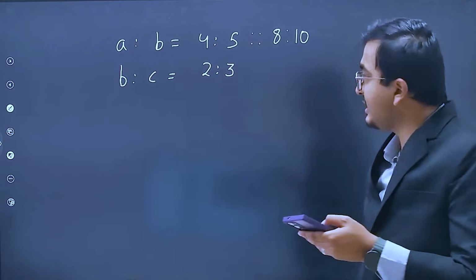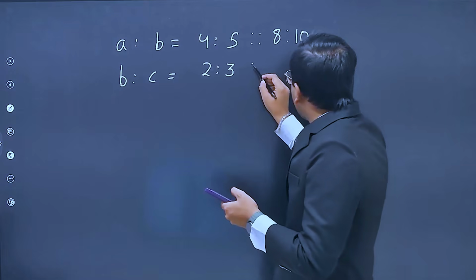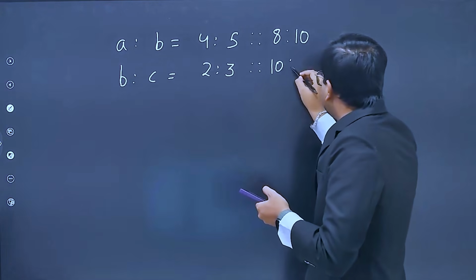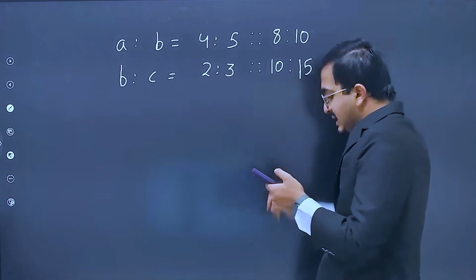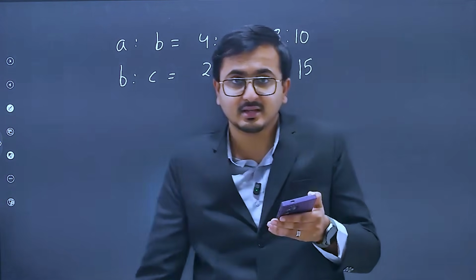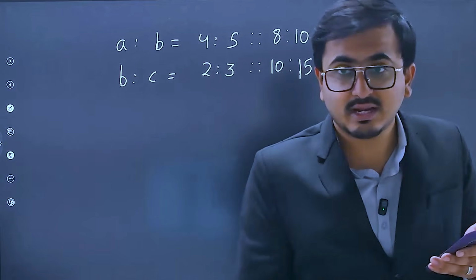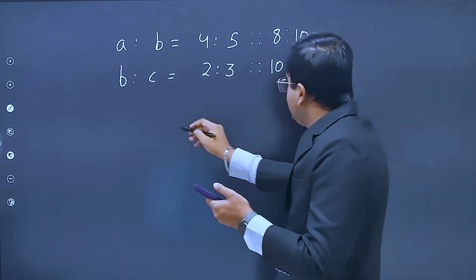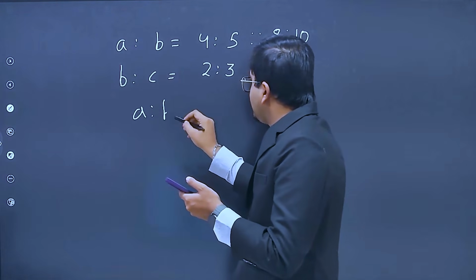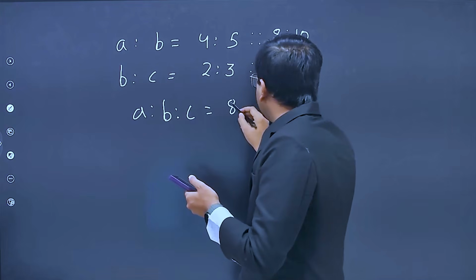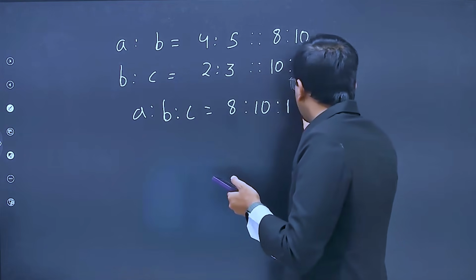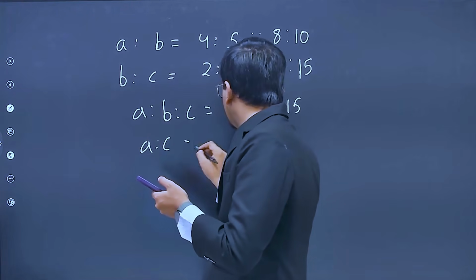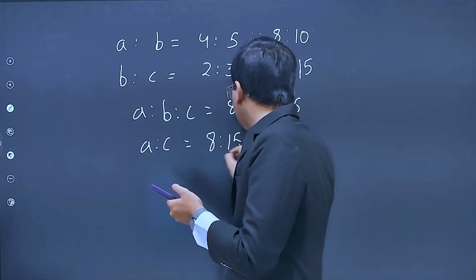Okay, clear? Same. Now this, what can I write? This is proportionate to 10:15. Can I write this as 10:15? Yes. Now see, your B is same. So what I can write? A is to B is to C is 8:10:15. Now the question was asked A is to C ratio. That would be 8:15. Beautiful question.